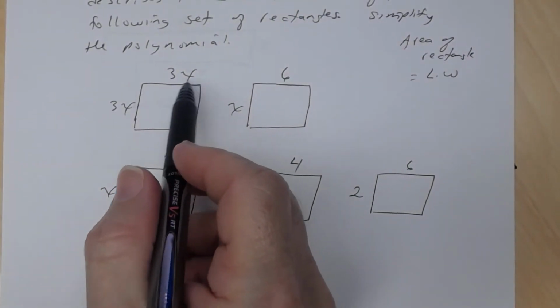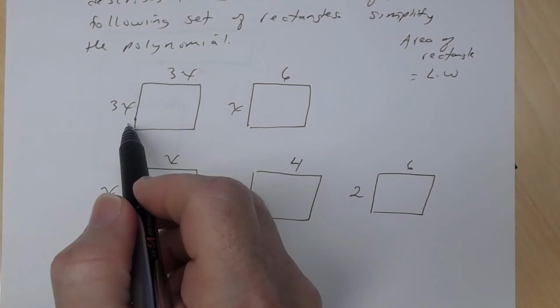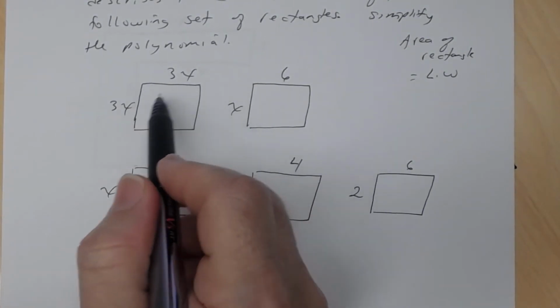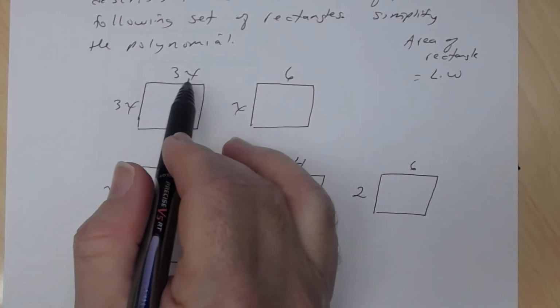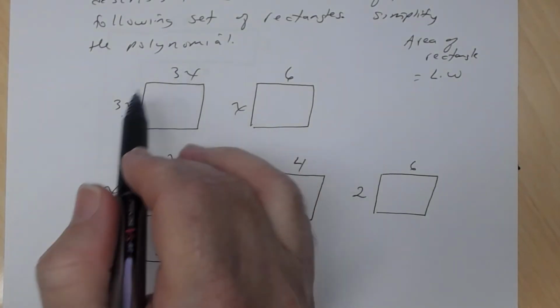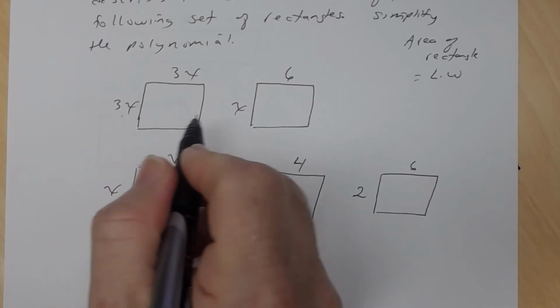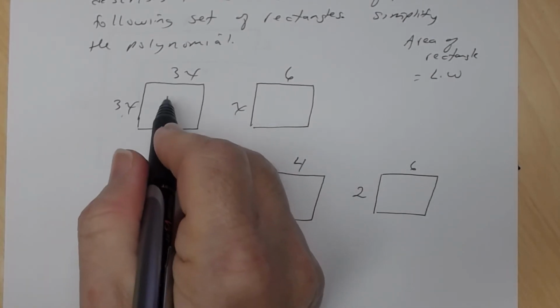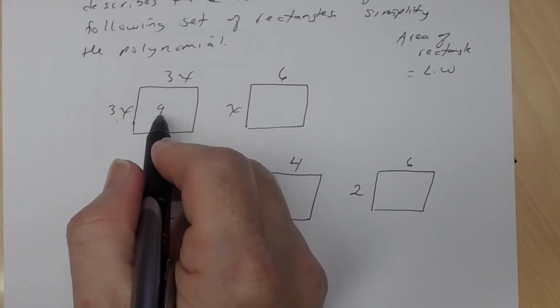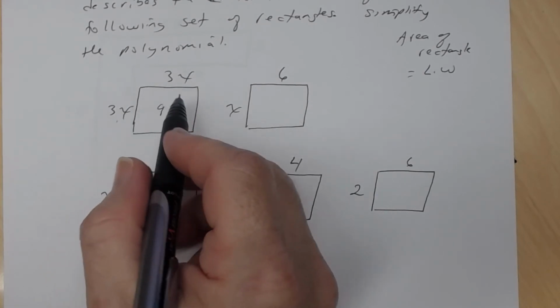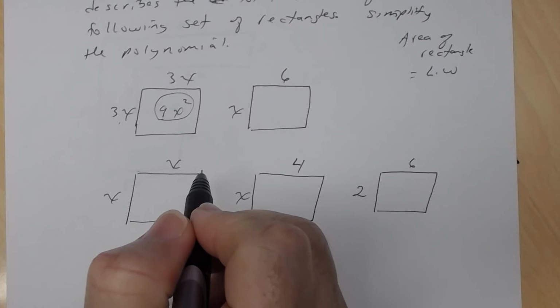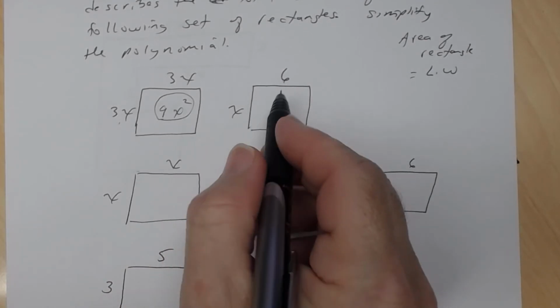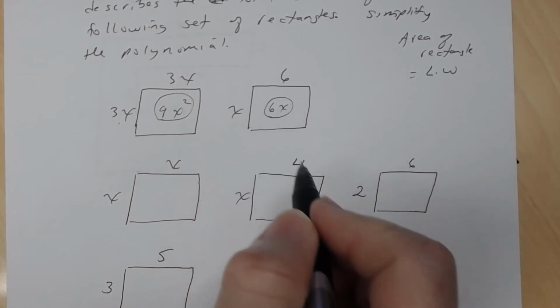Let's start over here. So 3x, length times width, or you can say this is length, this is width, it does not matter. So 3x times 3x, 3 times 3 is 9, and x times x is x squared. So this area is 9x squared. Here, 6 times x, so this area is 6x.